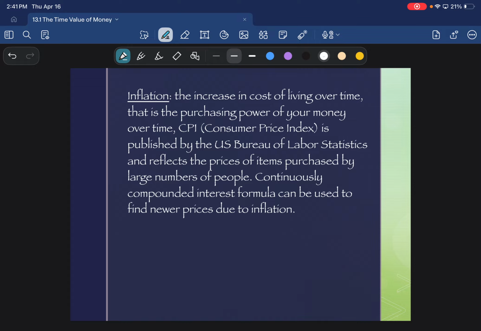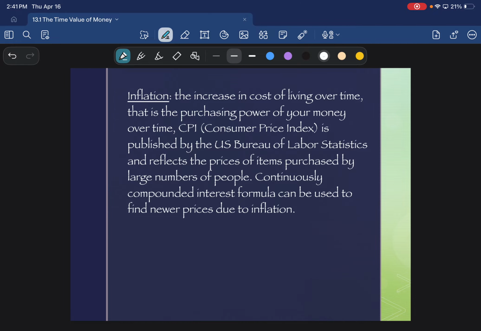You can look at it for your car prices. You can look at it for the cost of your education, right? Like cost of tuition at a university, things like that. The continuously compounded interest formula can be used to find newer prices due to inflation. All right, that's what this is actually used for.